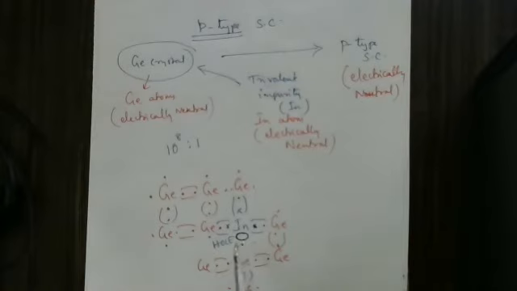This shortage of an electron, how is it going to be filled up? Some covalent bonds are breaking up here. Let us consider this electron. If it is moving from here to here, a hole is created here. This electron is moving from here to here, a hole is created here. This electron is moving here, a hole is created here.